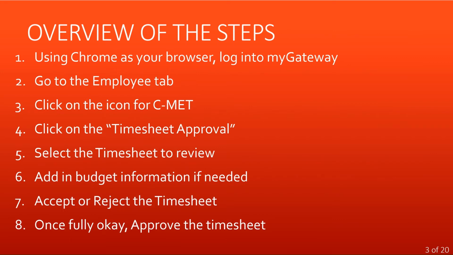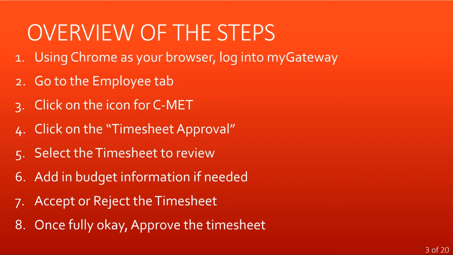So here are the steps we'll be going over. We're going to talk about using Chrome as your browser by logging into My Gateway. You're going to go to the Employee tab, click on the icon for CMET, which is the acronym for the timesheet. Click on the Timesheet Approval, select the timesheet to review, add in any budget information if you need it, and then accept or reject the timesheet. And if it's all okay, approve the timesheet. So that's the general steps.